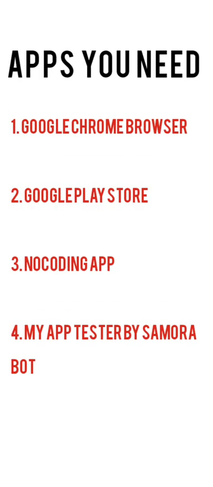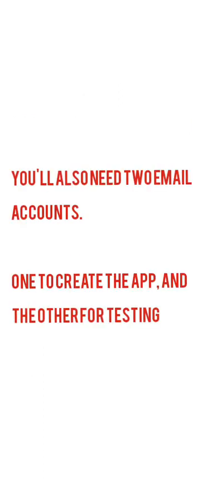So the apps you'll be needing are 4 in number. First, you need Google Chrome browser, you need Google Play Store, you need the Nocoding app, and you also need an app tester by SamoraBot. You also need 2 email accounts, one to create the app and the other for testing the app.